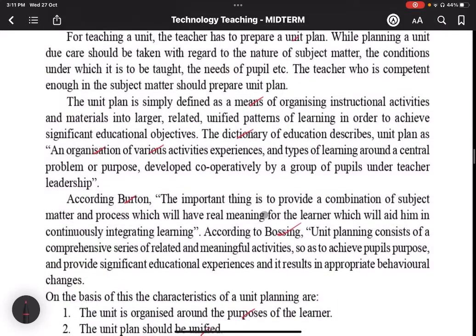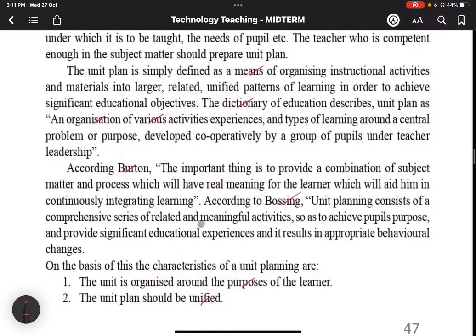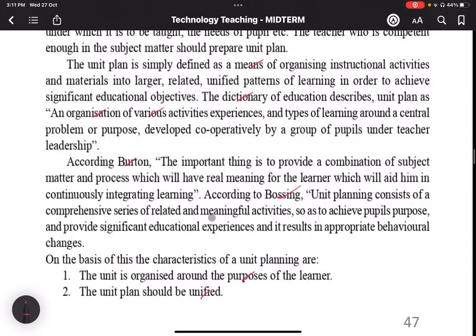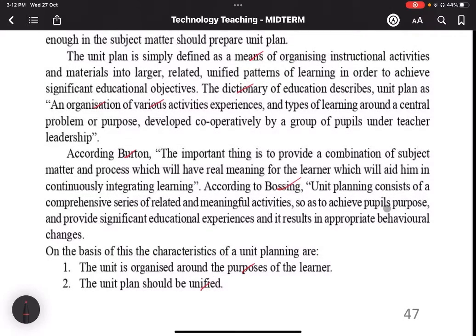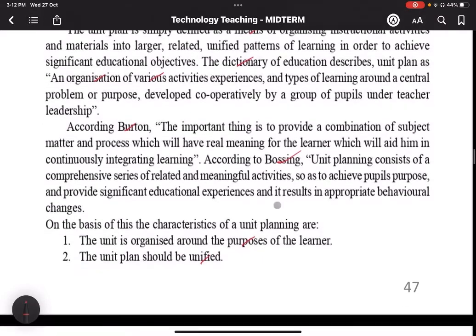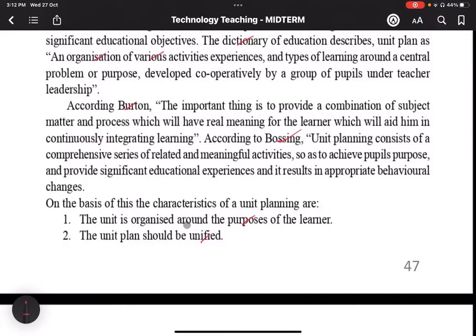According to Burton, the important thing is to provide a combination of subject matters and process which will have real meaning for the learner. According to Bossing naman, unit planning consists of a comprehensive series of related and meaningful activities. Okay? Dapat may continuity yung ating mga subunits. Anong purpose? To achieve pupils' purpose and provide significant educational or learning experience. At isa na ron yung makapag-create tayo ng changes no sa behavior no ng ating mga students. What are the characteristics? The unit is organized. It must have a purpose. The unit plan should be unified.